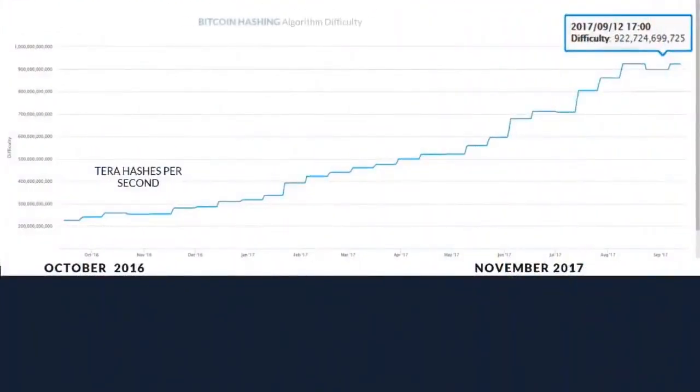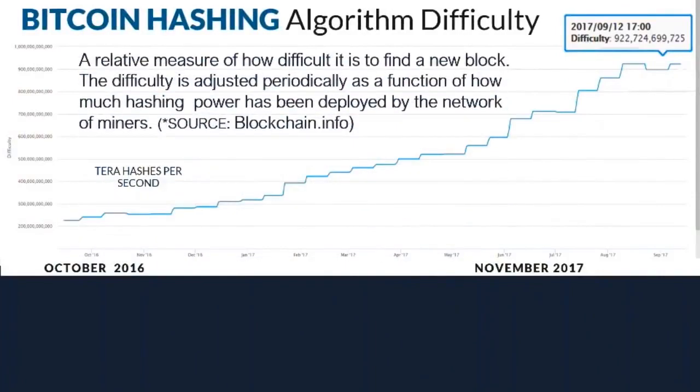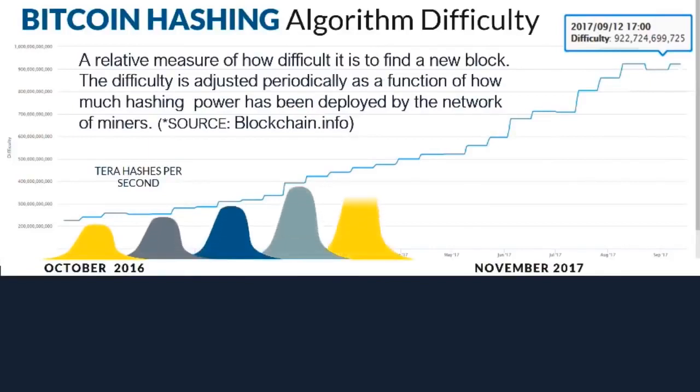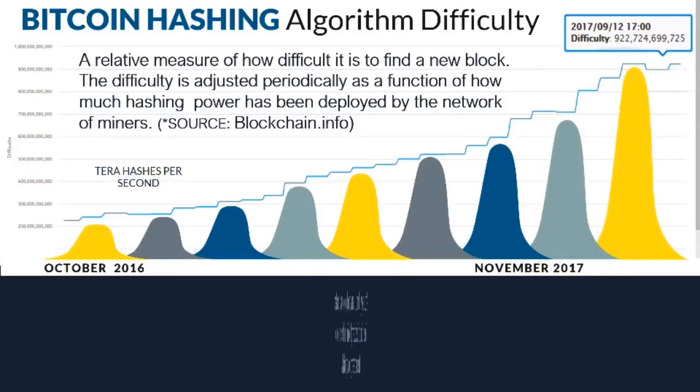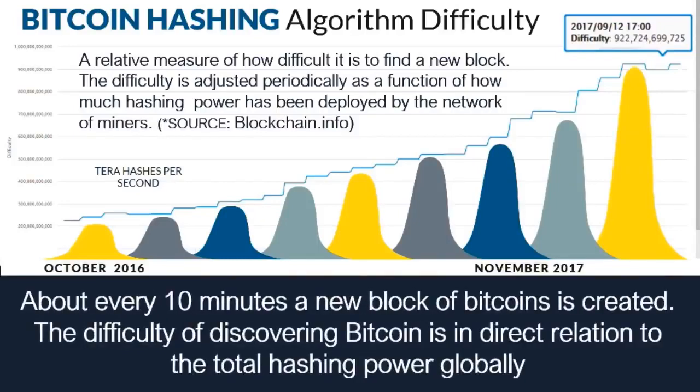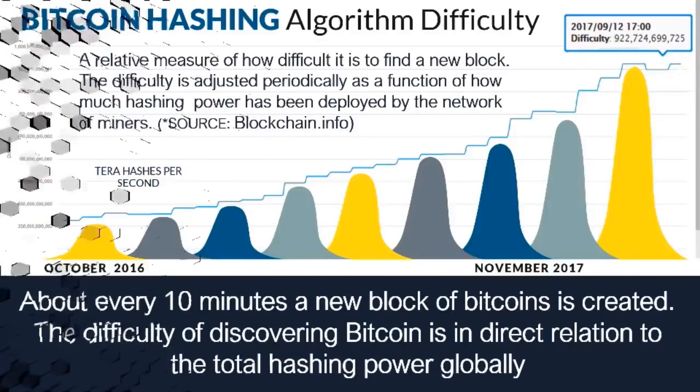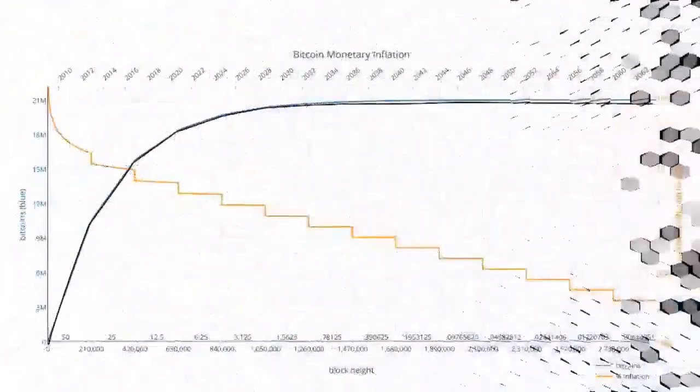So here's a graph of just October 2016 to November 2017, and month in and month out, more hardware, more electricity, more smart people, more infrastructure is invested into mining Bitcoin. And it remains that about every 10 minutes, a new block of Bitcoin is created. The difficulty keeps increasing, and more is invested to find this Bitcoin, but Bitcoin is released at a pretty steady pace. And that's what this next graph is all about here.